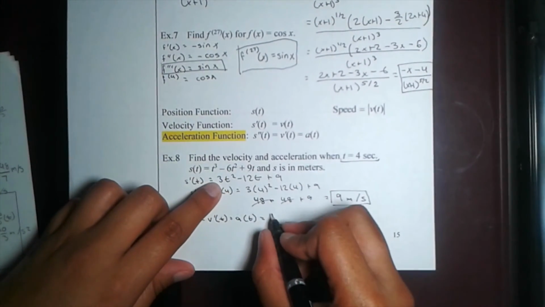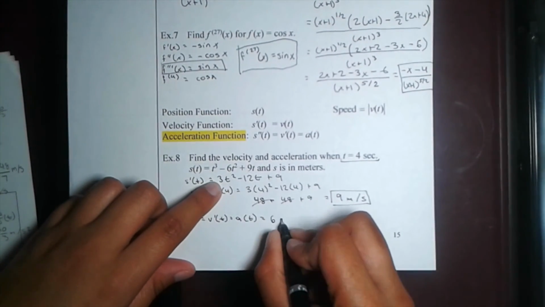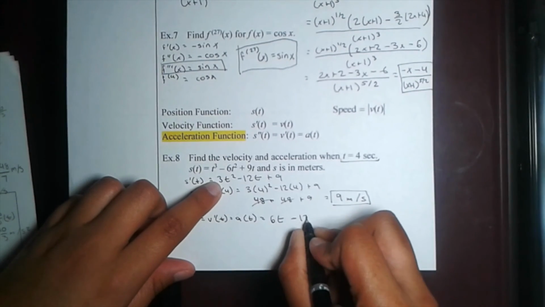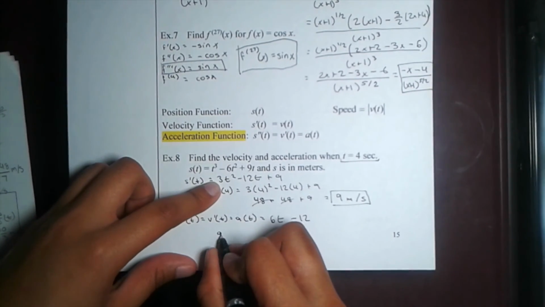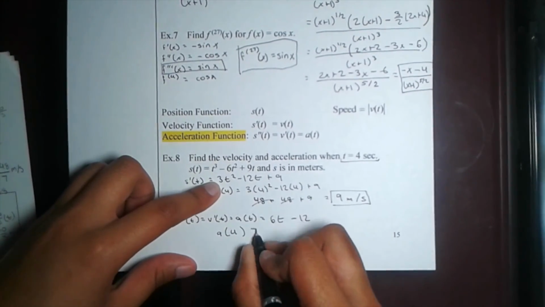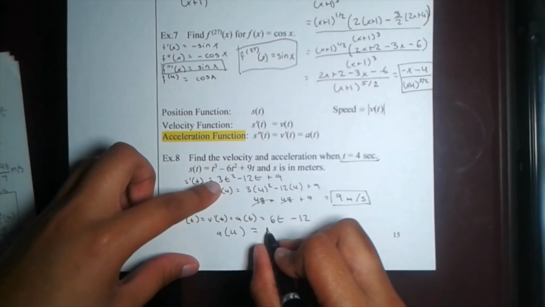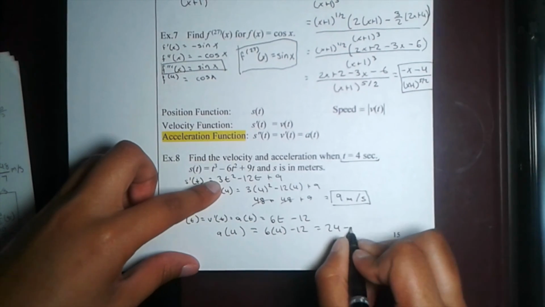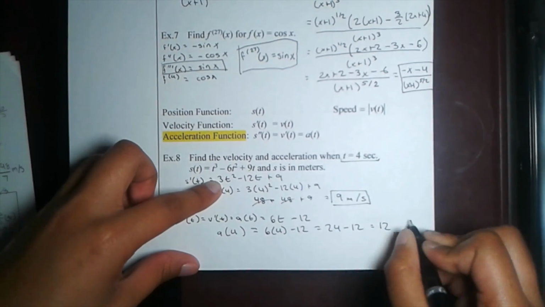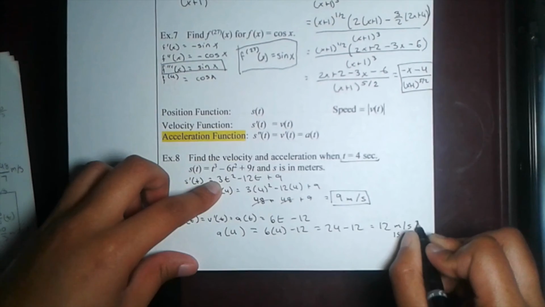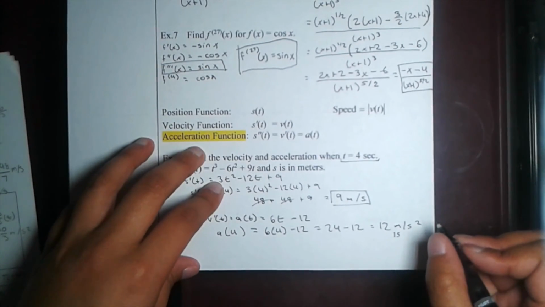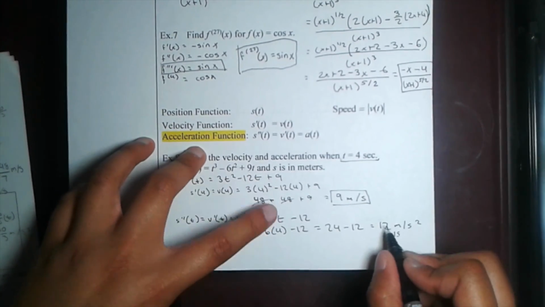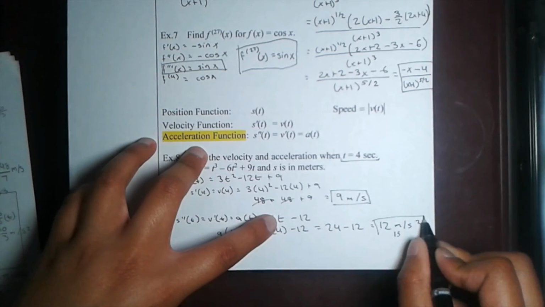So that's 6t minus 12, and you plug in 4 because we're looking for the time 4. 6 times 4 minus 12 has to be 24 minus 12, and that's just 12 meters per second squared, because it's acceleration.